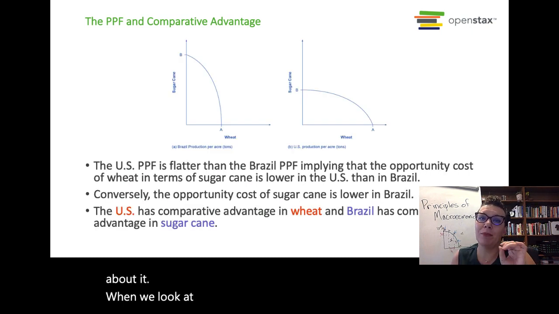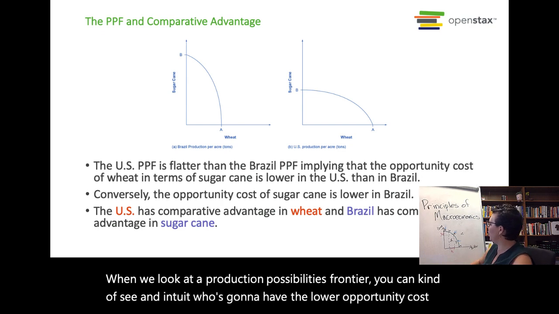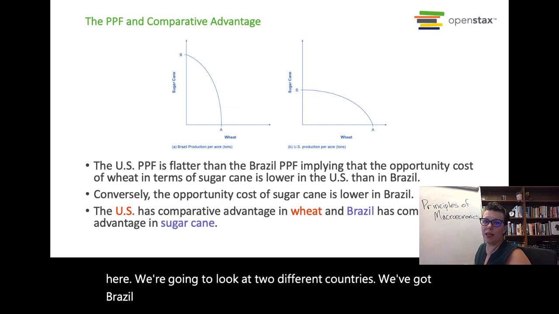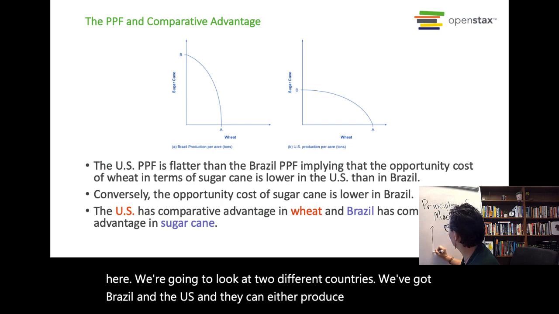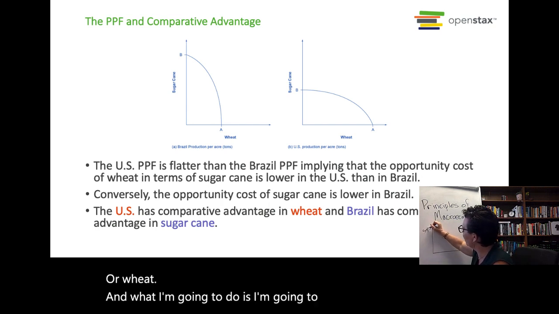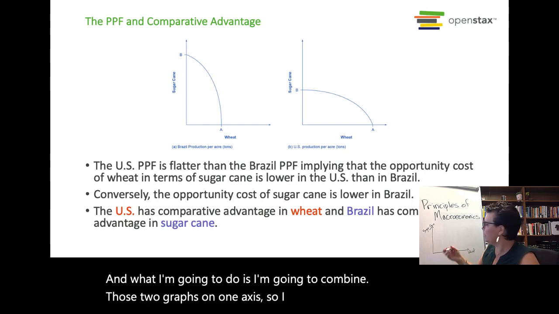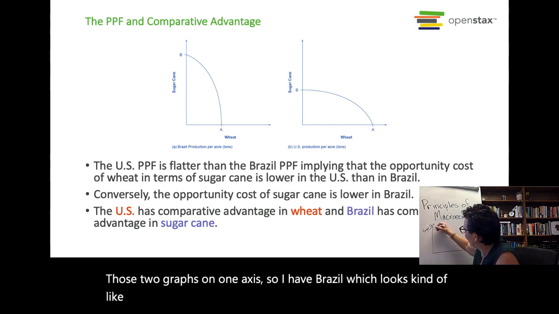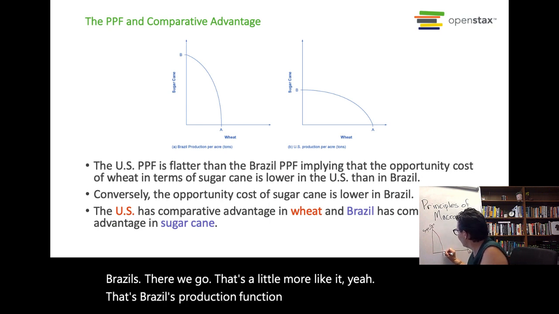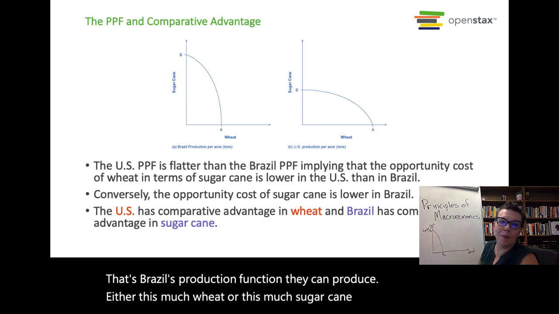When we look at a production possibilities frontier, you can kind of see and intuit who's going to have the lower opportunity cost. So if I'm going to go ahead and replicate the example in the textbook up here, we're going to look at two different countries. We've got Brazil and the U.S., and they can either produce sugarcane or wheat. And what I'm going to do is I'm going to combine those two graphs on one axis. So I have Brazil, which looks kind of like this. That's Brazil's production function. They can produce either this much wheat or this much sugarcane or any combination in between.